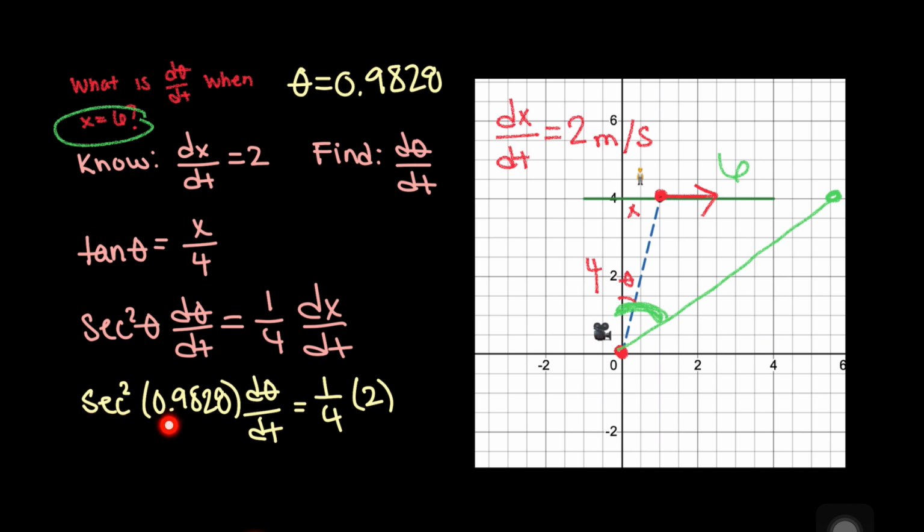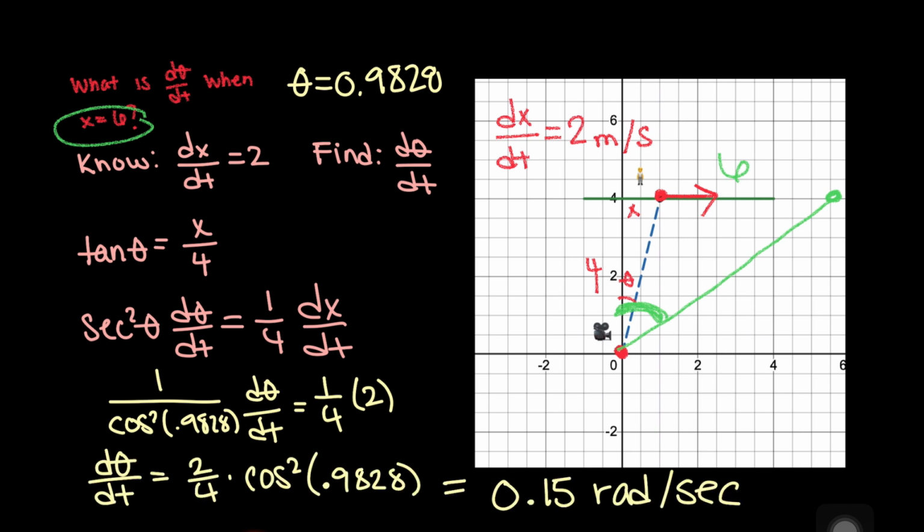I've got secant squared of 0.9828 times d theta dt equals 1/4 times 2. This is something that we can solve for d theta dt. That secant squared theta is the same as 1 over cosine squared theta. So I've got 1 over cosine squared of 0.9828 times d theta dt equals 2 over 4. So if I want to solve for d theta dt, I could just multiply both sides by that cosine squared quantity. And so 2 over 4, or a half, times cosine squared of that angle.